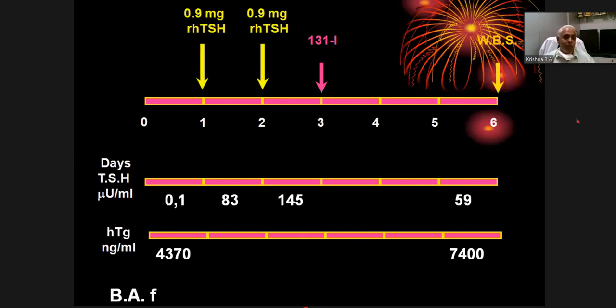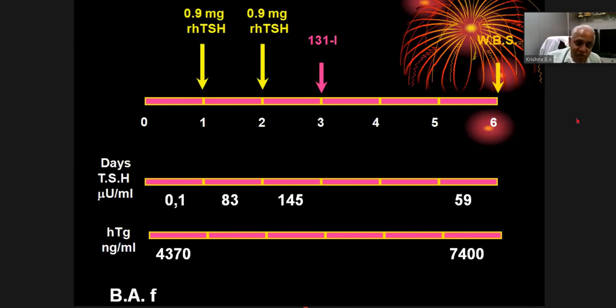So pre-TSH, if the TG is 4,300, post-TSH injection, it rises to 7,400. What does it mean? TSH-stimulated thyroglobulin has come into the circulation. That is how the tumor behaves to the TSH.